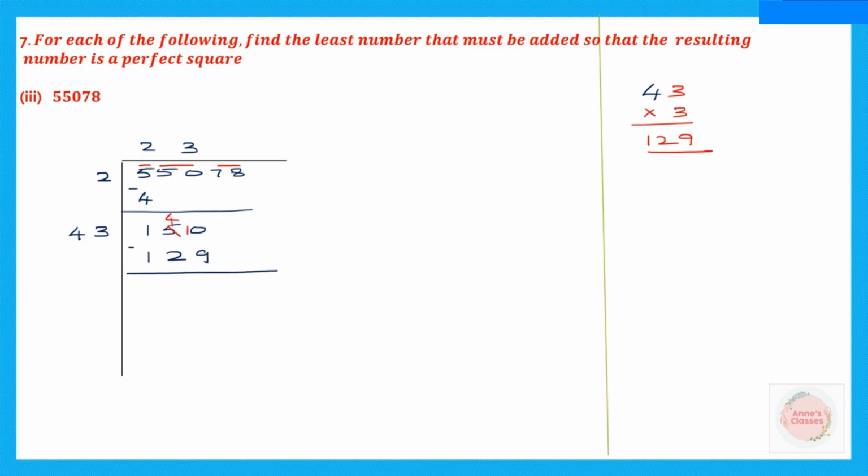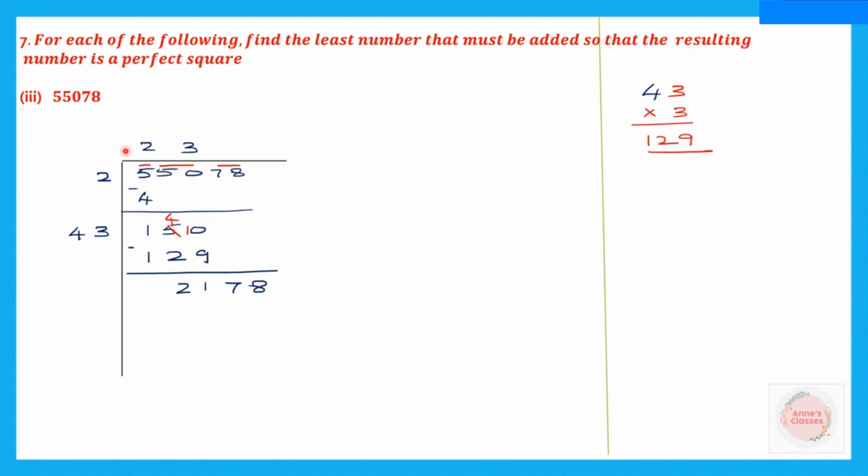Again minus. So here let's borrow. 10 minus 9 is 1. So let's write that 1 there. And 4 minus 2 is 2. Bring down the next pair, that is 78. Now our number is 2178. Let's double this 23.